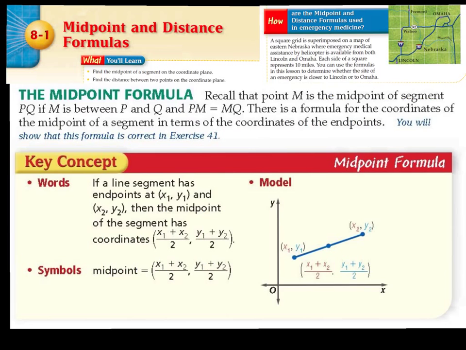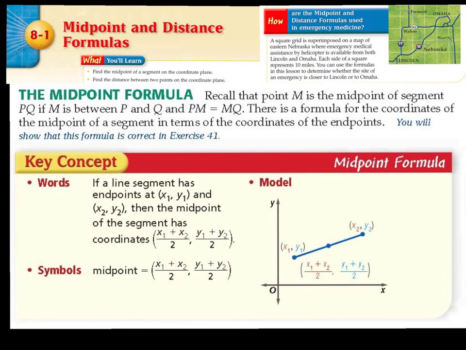Recall that point M is the midpoint of a segment PQ if M is between P and Q, and the length of PM is equal to the length of MQ. There's a formula for the coordinates of the midpoint of a segment in terms of the coordinates of the endpoints. Basically, what we're looking at is averaging the x coordinates of our ordered pairs and averaging the y coordinates of our ordered pairs.